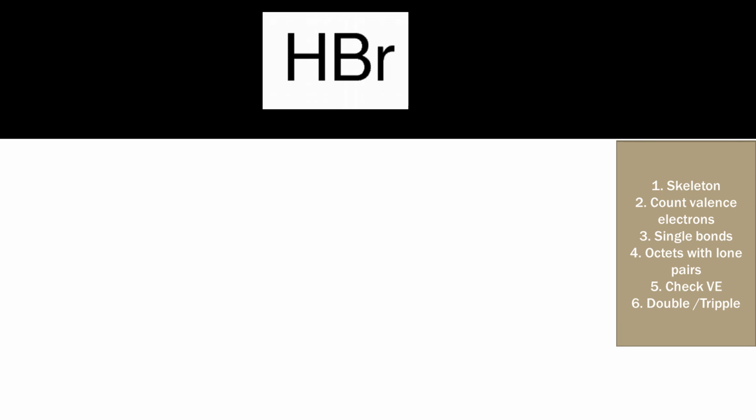HBr. So this is the skeleton. Count valence electrons. Hydrogen gives 1, bromine gives 7, so 8. So single bonds, octet. Octet we count like this. This is 2. This is 2. One bond is 2 always. So 2, 4, 6, 8. Now total valence electrons 8. So 0. So this is the Lewis structure for HBr.